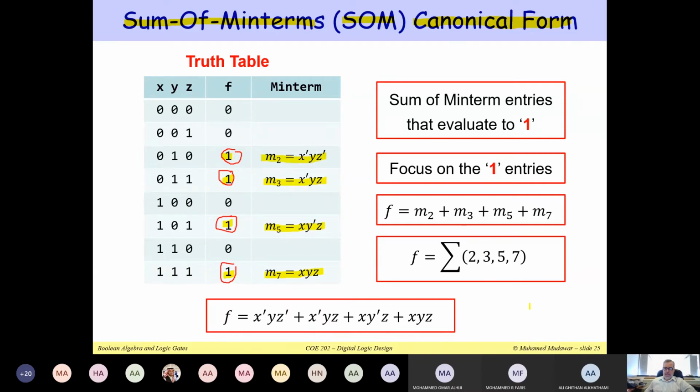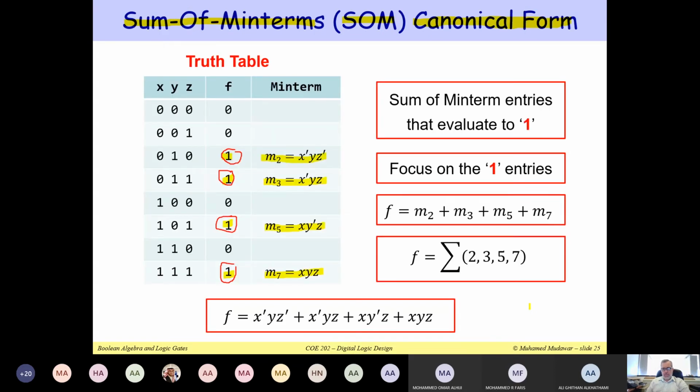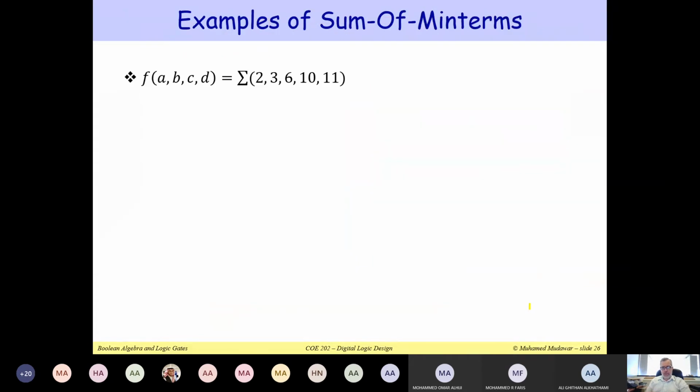This is one way of writing an expression for the function f, and this is known as sum of minterms canonical form. There is another way, which is called product of maxterms. But before that, let me give you more examples. Now, here I have a function f, which is a function of 4 variables, and it's written in sigma notation. It's the sum of these minterms: 2, 3, 6, 10, and 11.